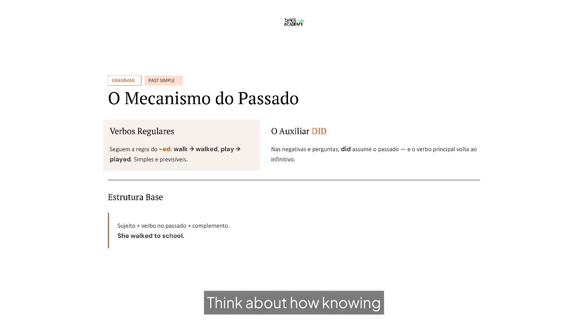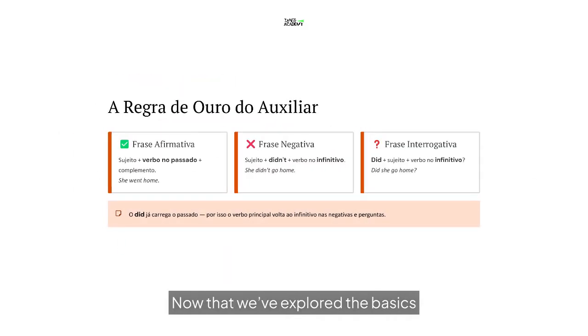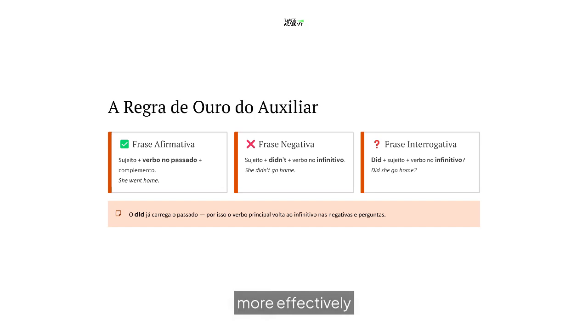Think about how knowing both regular and irregular verbs can enrich your storytelling and everyday conversations. Now that we've explored the basics of the past simple tense, let's uncover the golden rule of using auxiliaries, which is essential for constructing affirmative, negative, and interrogative sentences. This will help us communicate more effectively about our past experiences.